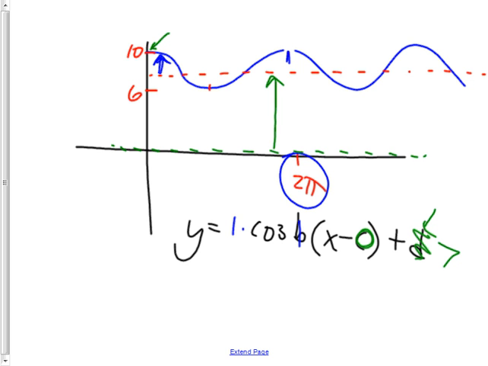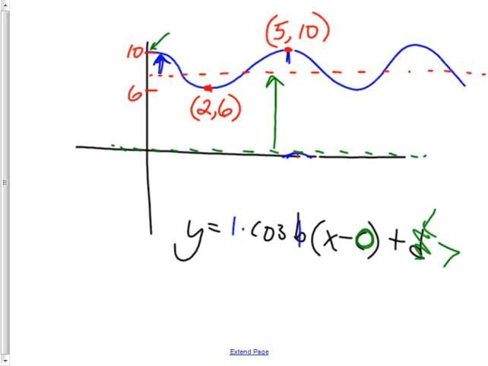Okay, so what if they say right here at time 2 seconds, it had a depth of 6. And here, the high spot was at time, let's say, 5 seconds, comma, the depth was 10. I have everything that you need then to write the formula. I have A, B, C, and D, just from knowing the high spot and the low spot. All right, I'll show you how.